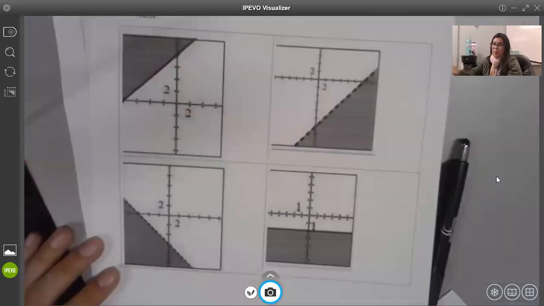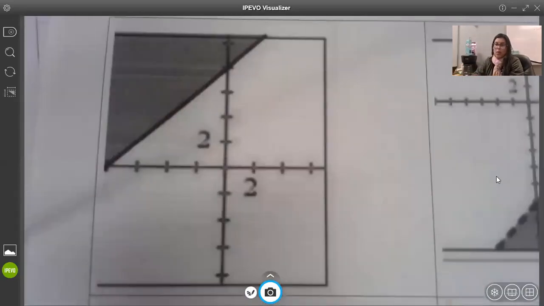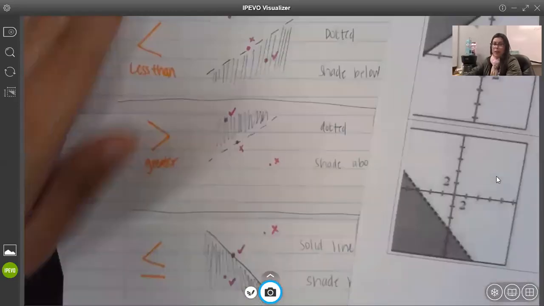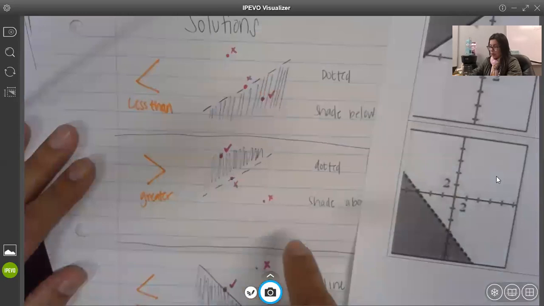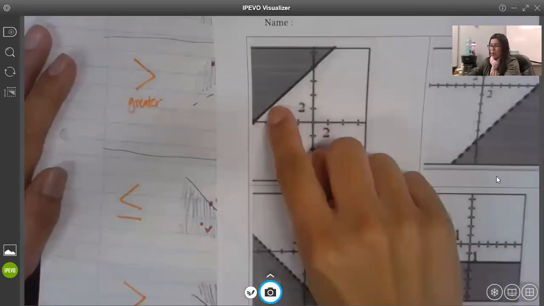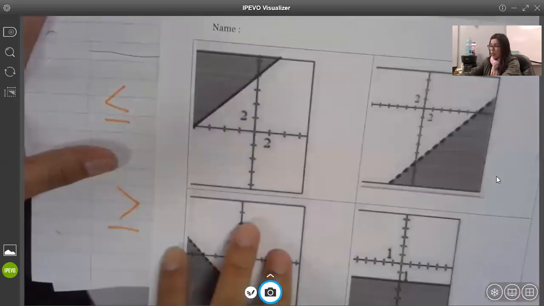So let's look at this first one right here. First thing I want you to do is tell me what inequality you would use. I know it's shaded above. For above, it can only be greater than. Now it's solid, so it's going to be this one right here. That's the inequality for this one.